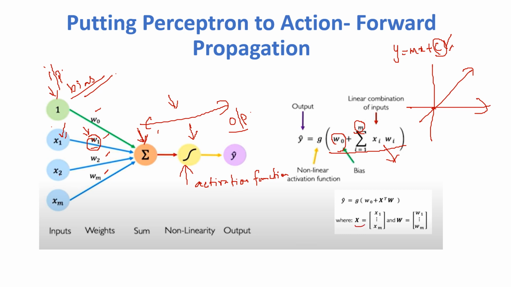So this X, you can think of it as a matrix. Yeah, it is a matrix, a matrix of features, and the weight is the matrix of the weights of the features themselves.